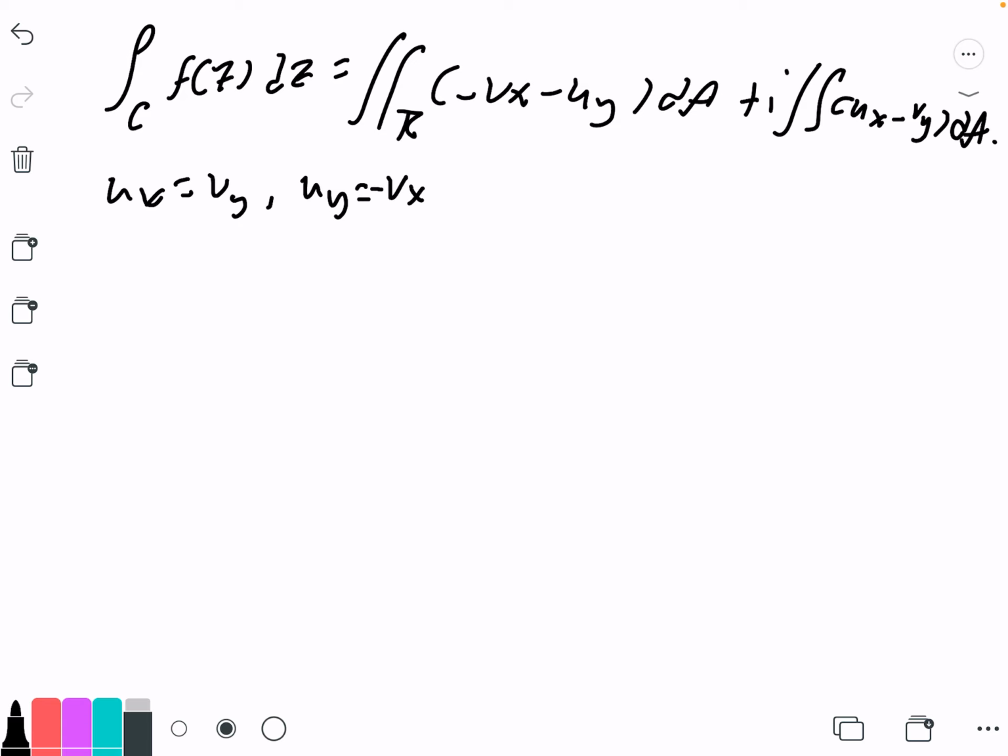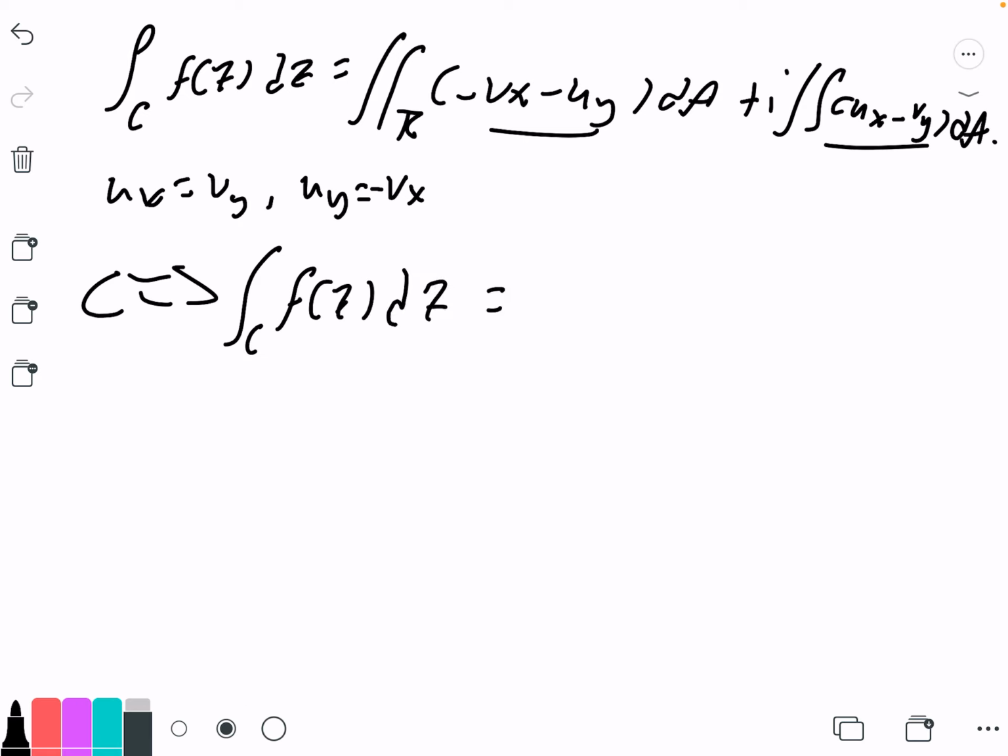And what do we have right here and right here? We're subtracting something from itself. So that's zero. And that means we have the integral of f of z dz equal to zero. So from this, we've assumed that f prime is continuous, and f is analytic, or holomorphic.